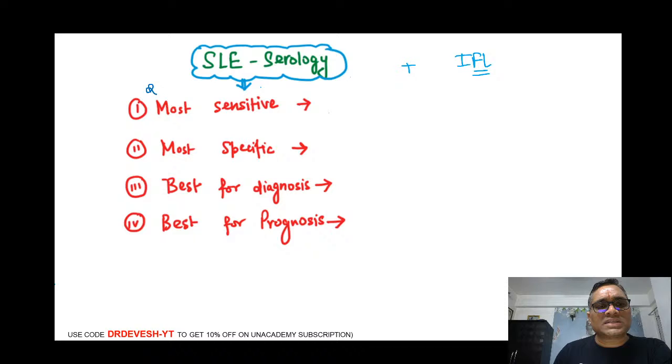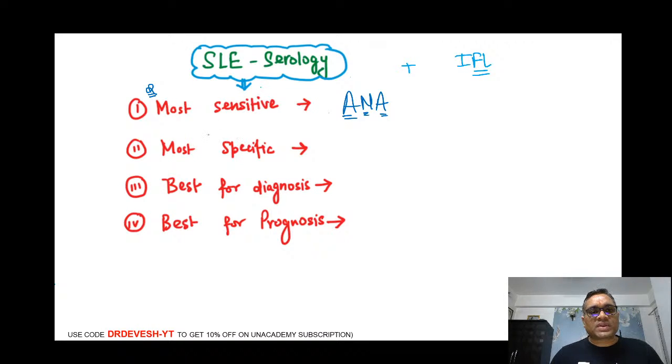What is the most sensitive antibody for SLE? Can you tell me what is the most sensitive? Very good. Anti-nuclear antibody, ANA, right? All these are anti-nuclear antibodies, like whatever you study, double stranded, or Smith antibody, all these are the nuclear antibodies. So this is the sensitive test.